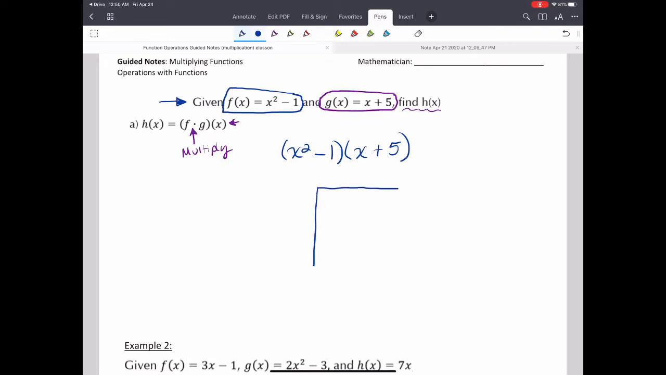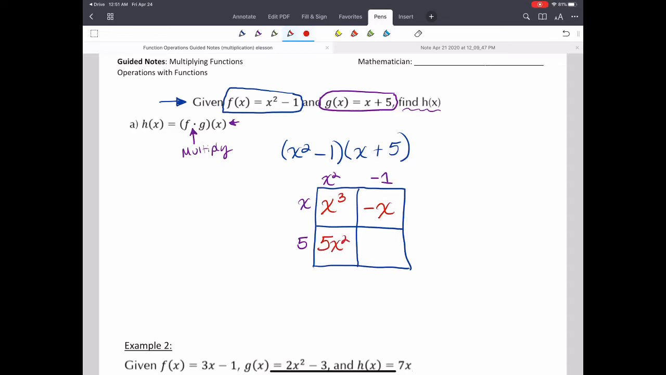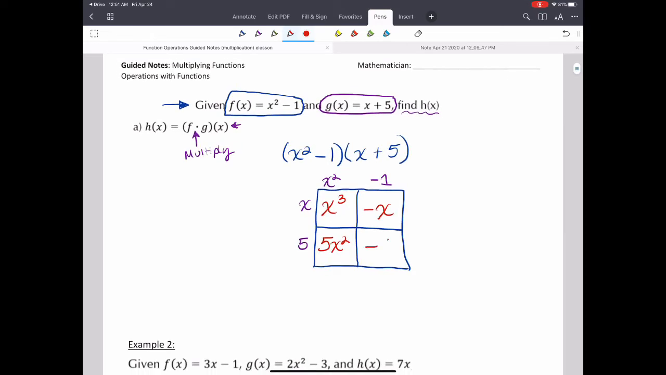And the one way that I kind of preferred was using the array method, or the area model, I guess, where you just set up, I think some of you call it the box method. If you set your terms up around the perimeter of that box, you can figure out what the products are. So we've got x squared times x, which is x cubed. We've got x times negative 1, which basically just means negative 1x or negative x. 5 times x squared is just putting those together. And then 5 times negative 1 is negative 5.